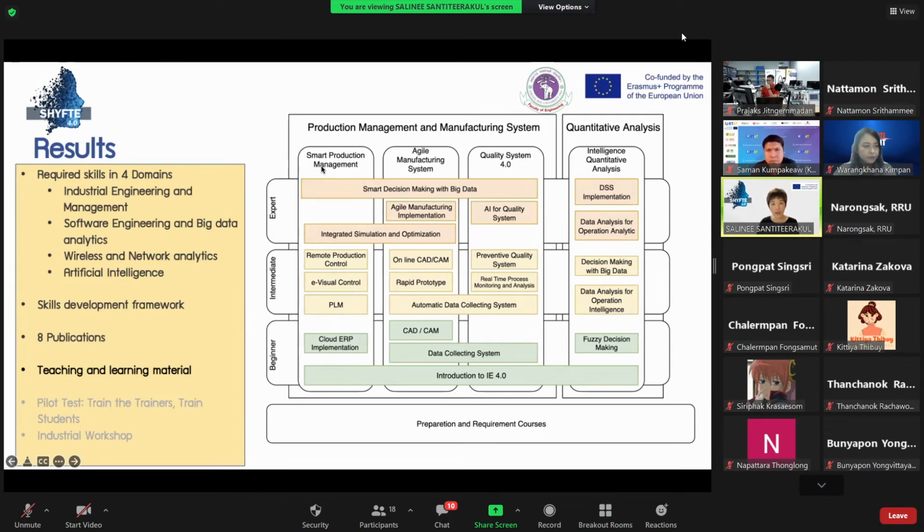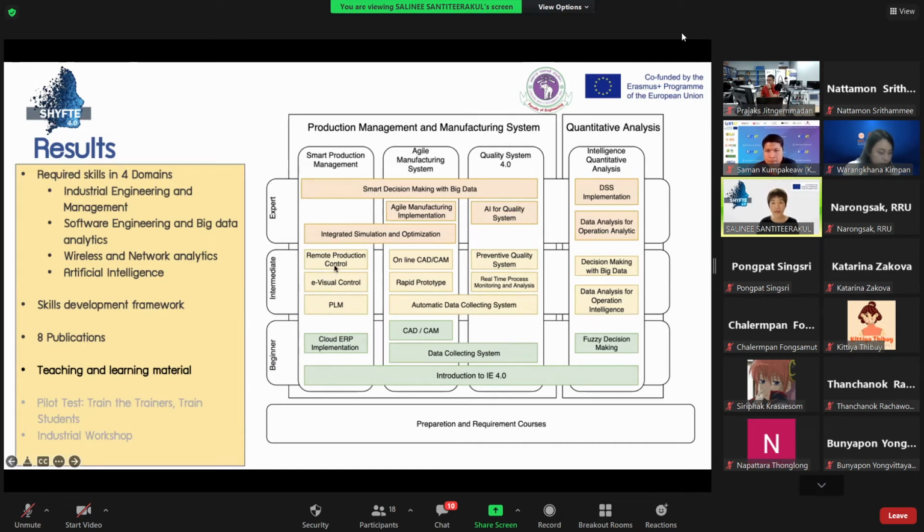So the skill set in industrial engineering is divided into two main areas. The first one is production management and manufacturing system. And another one is skill based on quantitative analysis. And the production management consists of three skill sets, which are smart production management, agile manufacturing system, and quality system 4.0. And in each box, we can see that the green one is the module for the beginner.